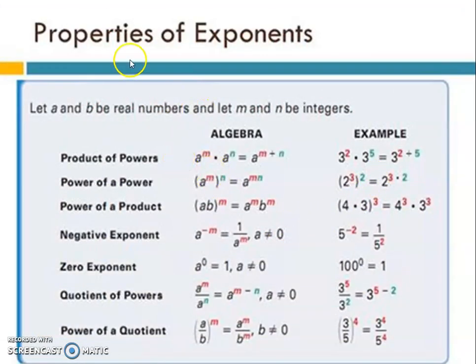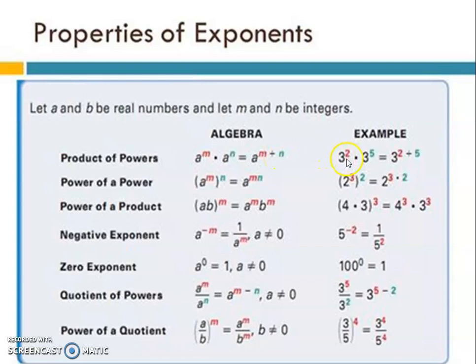We revise the properties of exponents again, including examples. If a and b are real numbers and m and n are integers. First, the product of powers means powers with different indices but the same base. That means a raised to m times a raised to n is a raised to m plus n.